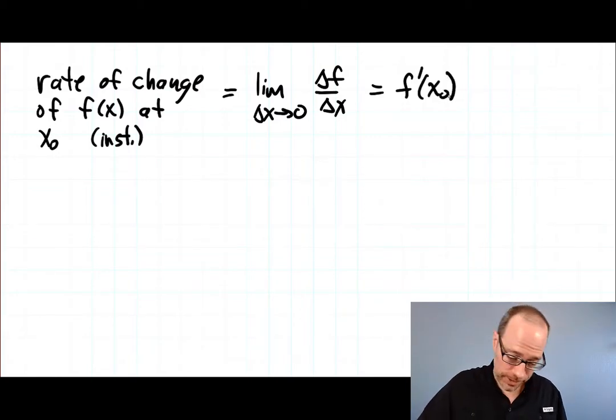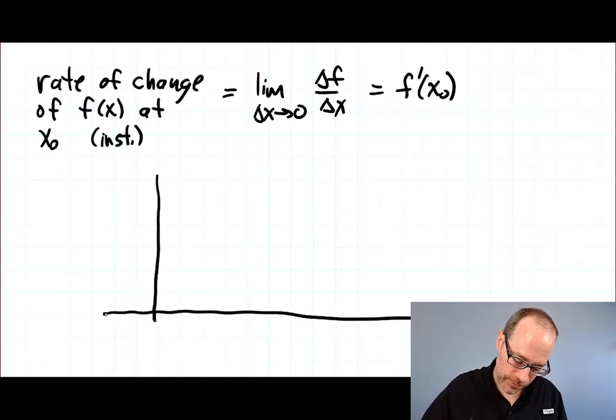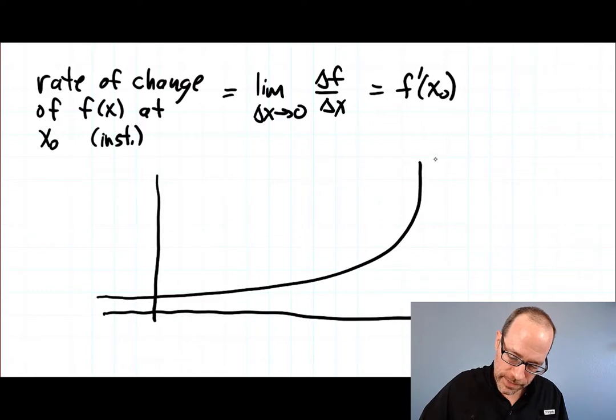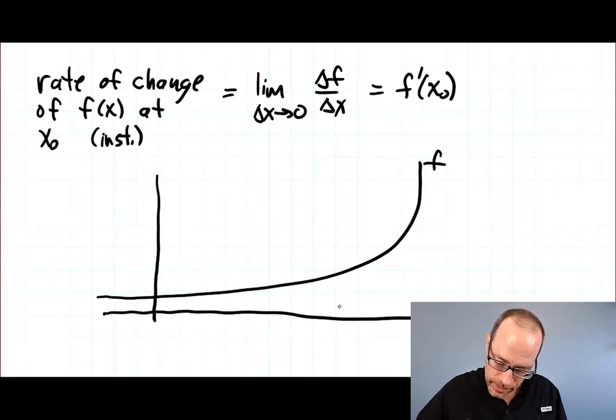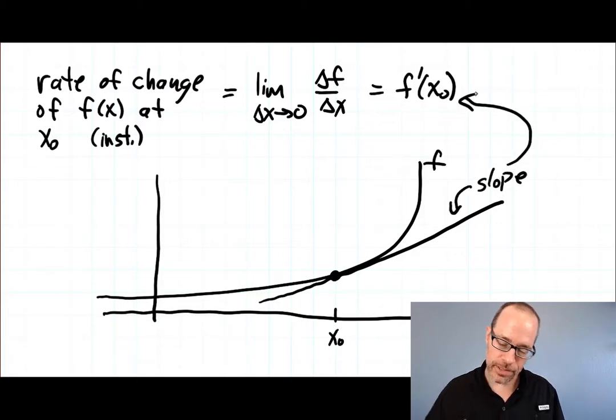And there's a picture, just as before, with tangent lines. So if you graph the function f of x here, and you suppose x naught is here, come up here and draw the tangent line, then the slope of this tangent line is geometrically what is being calculated by the instantaneous rate of change. We'll do some examples in the next slide, but that's all it is.